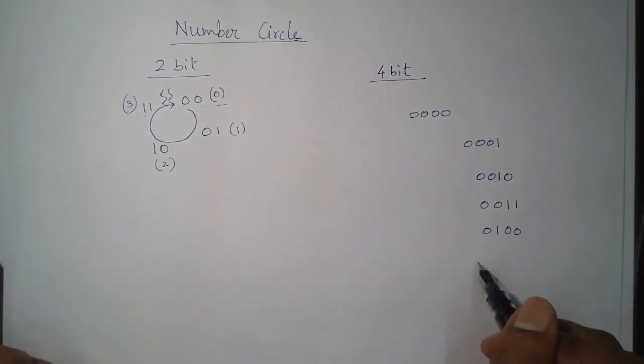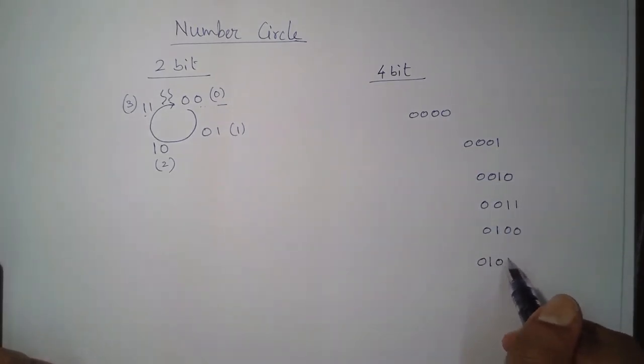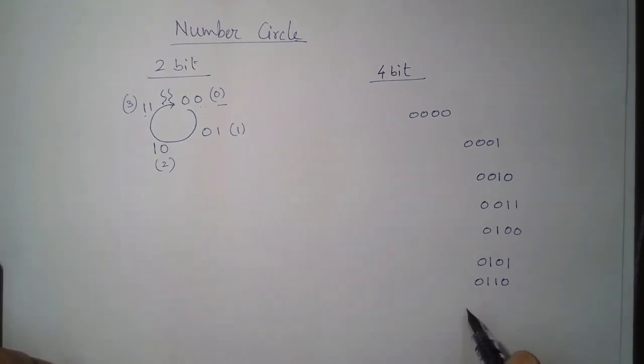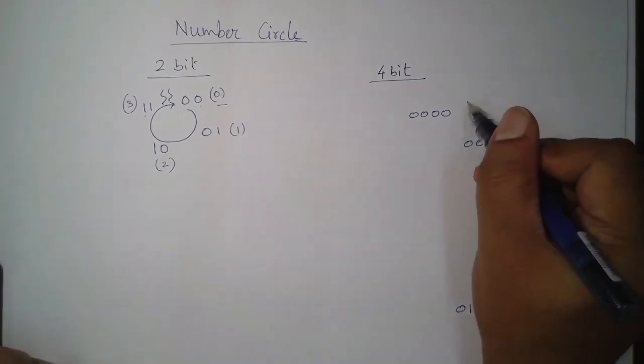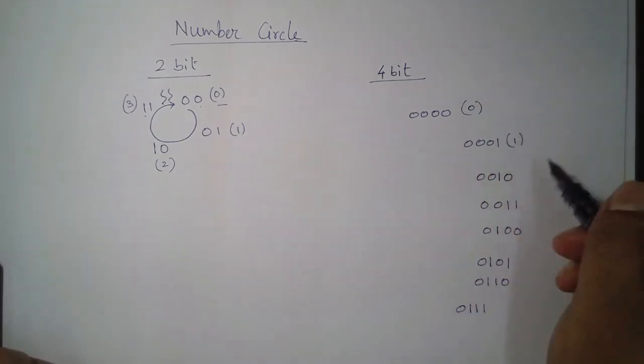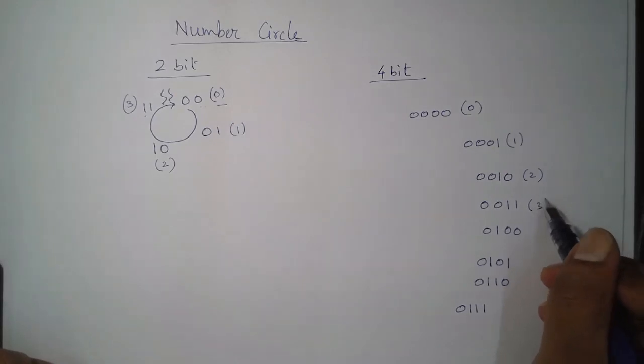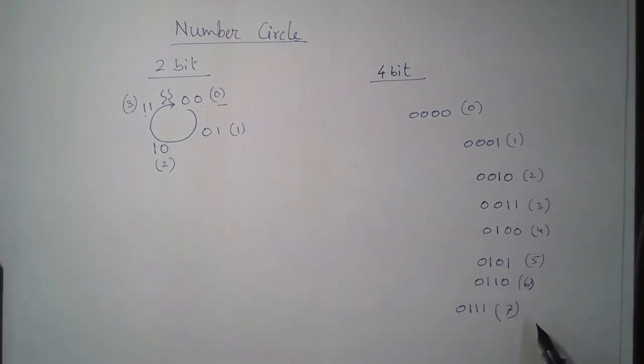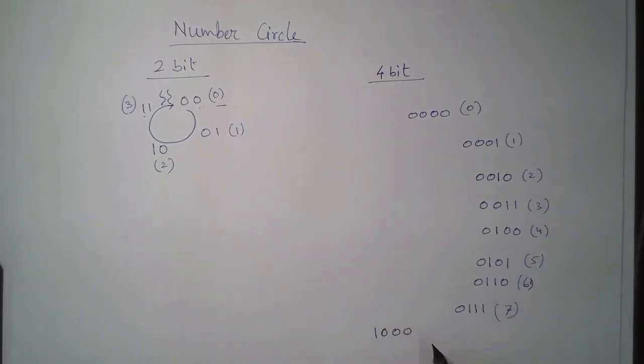All right. So, this is 5, 6, so basically 0, 1, 2, 3, 4, 5, 7. Now, the next number is 1 0 0 0.